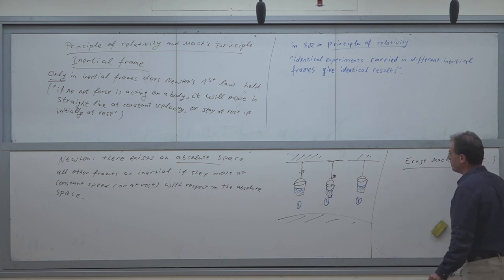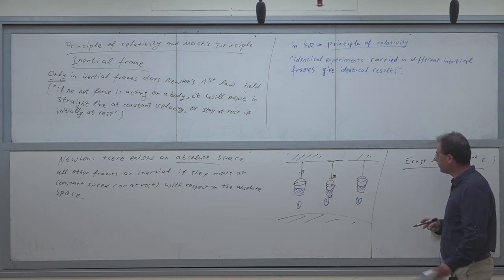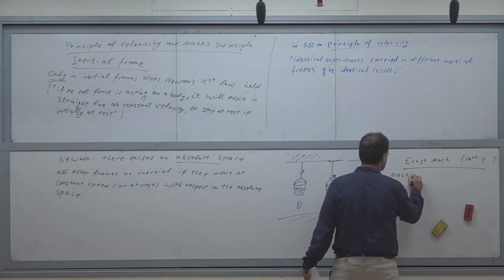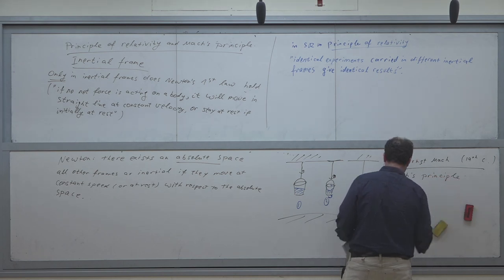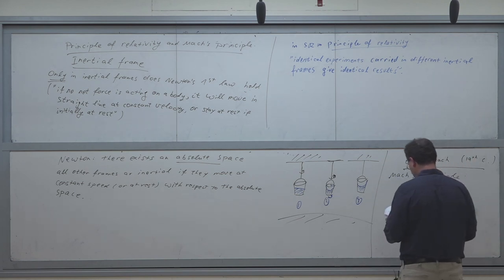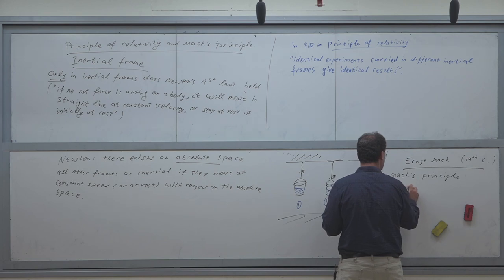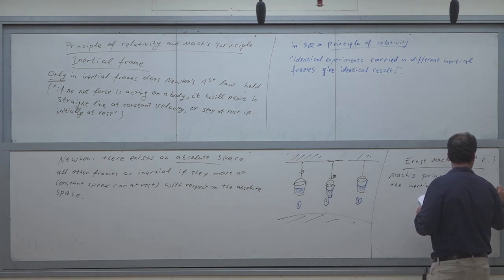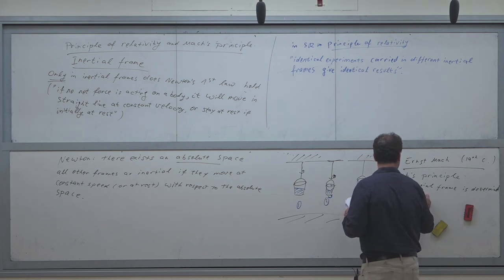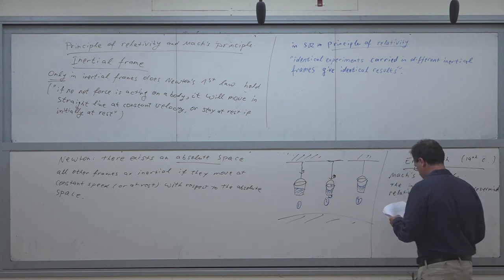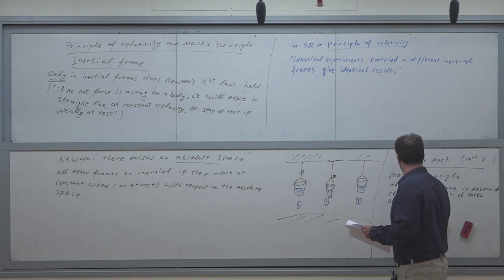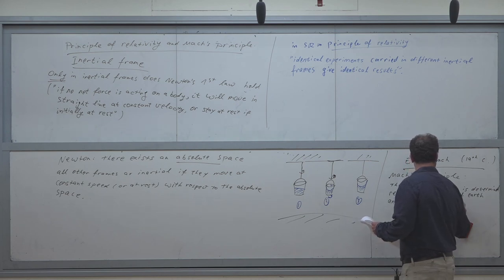So the idea that the inertial frame is determined relative to the masses of the Earth and other celestial bodies is called Mach's principle. Well, the inertial frame is determined relative to the mass of Earth and other celestial bodies.